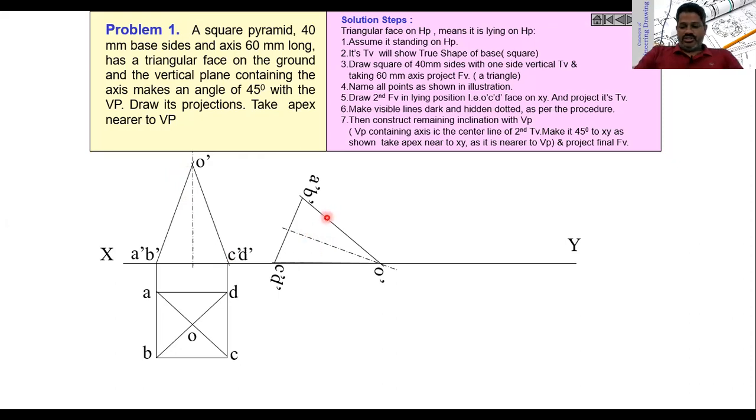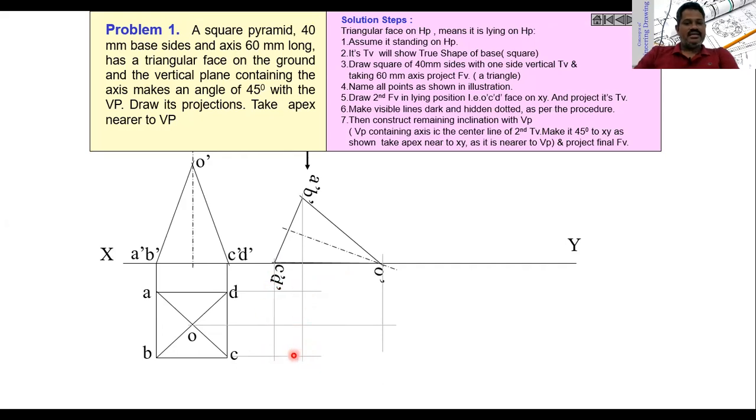Then project all these points down, A dash, B dash, C dash, D dash, and O dash. Then from A dash, we will get one point here. Then B and B, we will get one more point here, A and B. Similarly, C and C, we will get one more point here, D and D. This is A, B, C, and D.